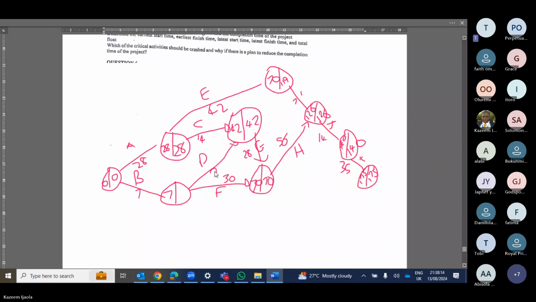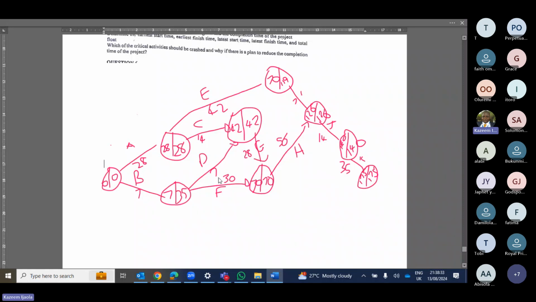42 minus 7. That's 35. Okay, 70 minus 30 is what? 40. So which one is lower? 35. So we put 35 here. 35. So we are done now with this one.